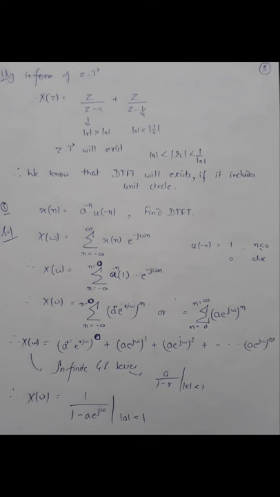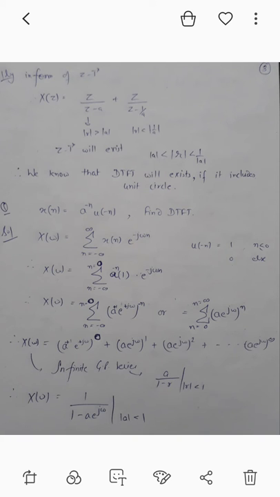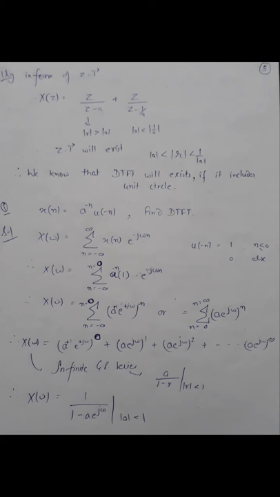Okay, let's come to the second example. a raised to power minus n u of minus n. u of minus n means what? Its value is 1 for n less than or equal to 0. So summation varies from minus infinity to 0 of a raised to power minus n into e raised to power minus j omega n.